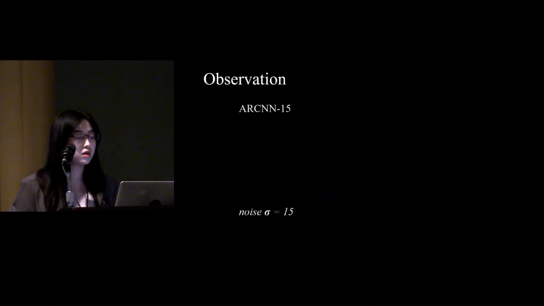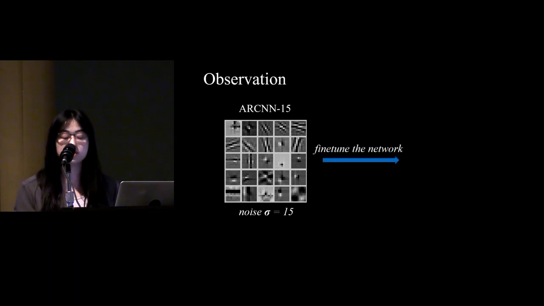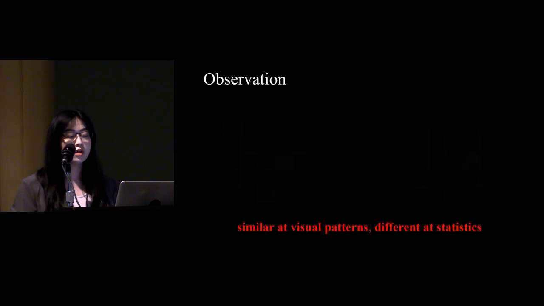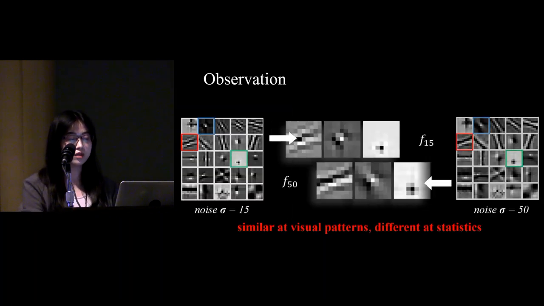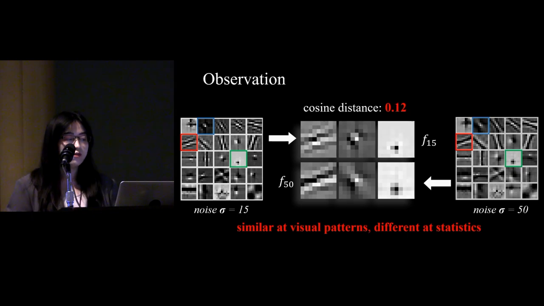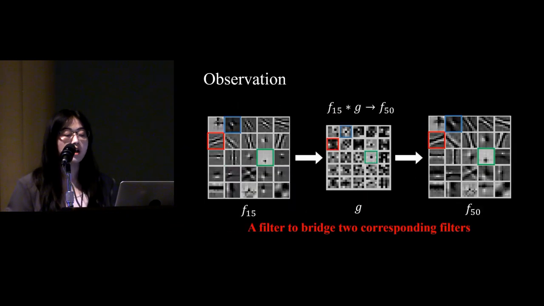Then there's our observation. If we fine-tune the whole network from noise level 15 to 50, just from the left to the right, the two groups of filters look very similar in visual patterns, but different in statistics, while the cosine distance between these two filters is 0.12. In fact, we can use a filter to bridge two corresponding filters, and the bridge filter G of size 5 times 5 is in the middle.